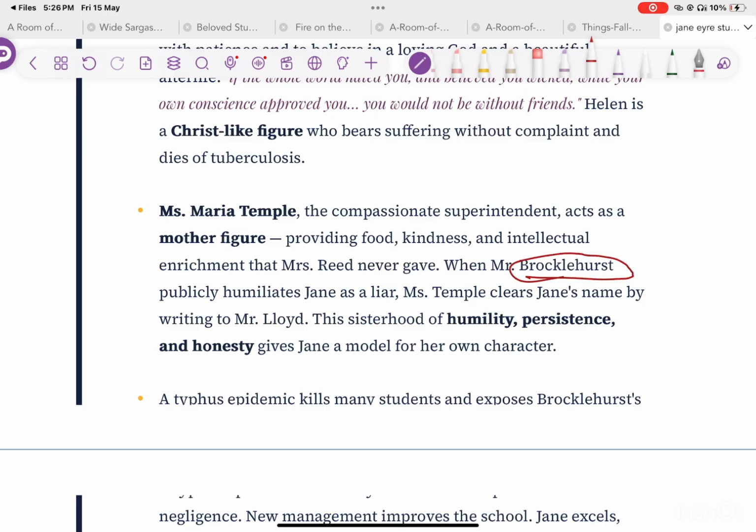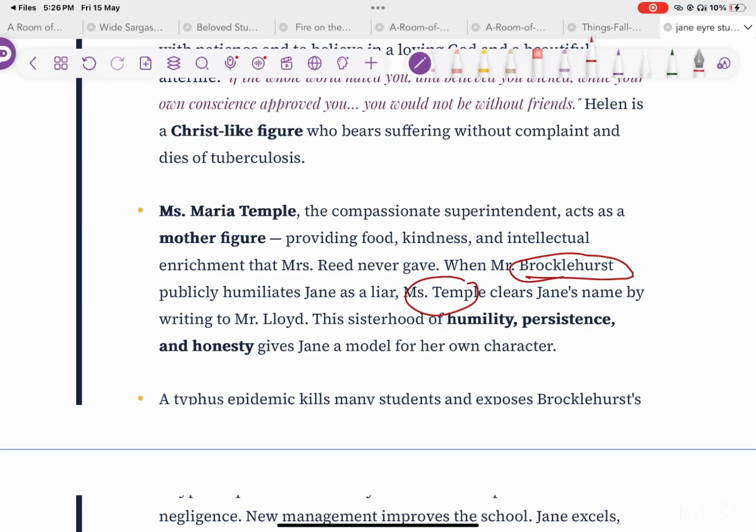Then Miss Temple writes to Mr. Lloyd, who sent her, on whose recommendation Jane comes finally to Lowood. So he's a man of great respect. So he writes a letter back to the school that no, Jane is not a liar. She is there out of her circumstances. Then everybody starts to believe her.